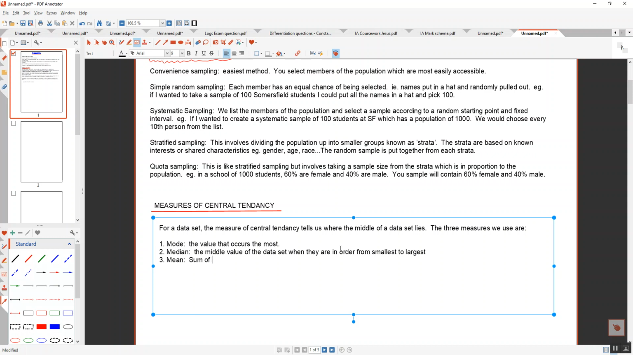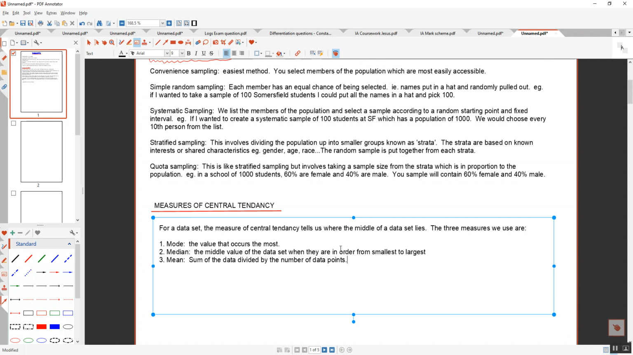Right, so the sum of the data divided by the number of data points. So you can see already, we can mess about with our sampling, kind of make our statistics tell us what we want. We can then also pick a measure of central tendency to make our data tell us what we want.